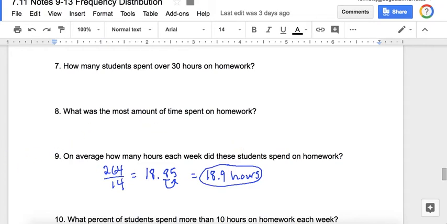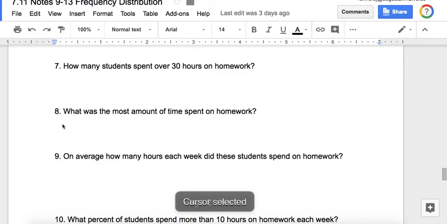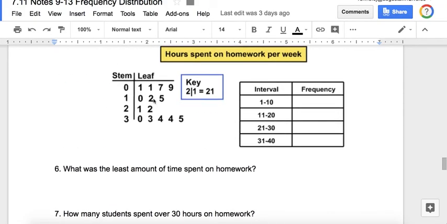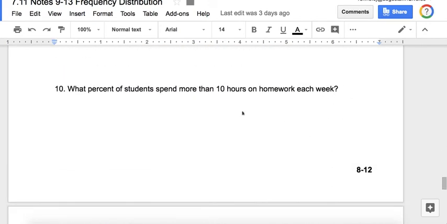Now, it says what percent of students spend more than 10 hours on homework each week? So I have to count all the ones that are more than 10. So 1, 2, 3, 4, 5, 6, 7, 8, 9. I could have also used this as well. So I counted up all the frequencies. So it's 9 out of 14.